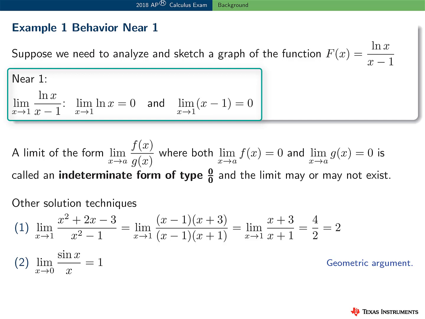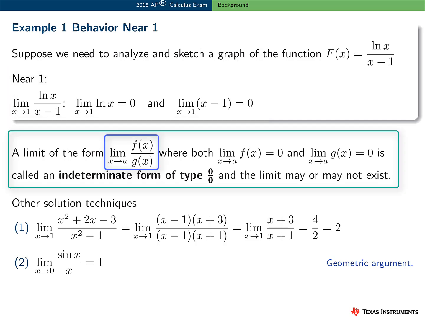To find this limit, we first consider the limit laws. The limit of a quotient is the quotient of the limits. Here, as x goes to 1, the log of x goes to 0, and x minus 1 also goes to 0. So direct substitution leads to 0 over 0, which is an indeterminate form. This is an indication that we need to do something clever to evaluate this limit.